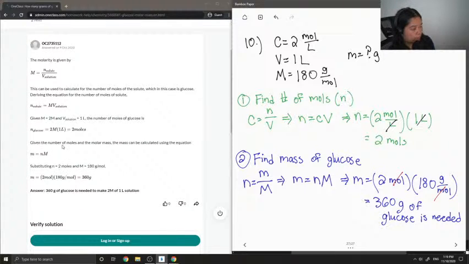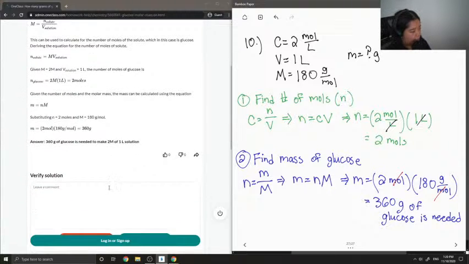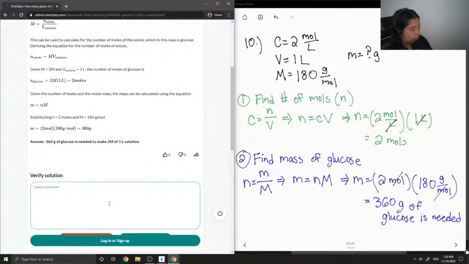Given the number of moles and the molar mass, the mass can be calculated using the equation M equals N times capital M. Substituting in N equals 2 and molar mass is equal to 180 gives us 360 grams of glucose needed to make 2 mole per liter of 1 liter solution. So this solution is correct.